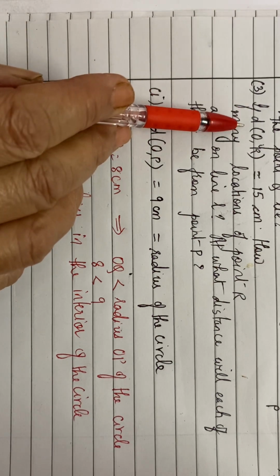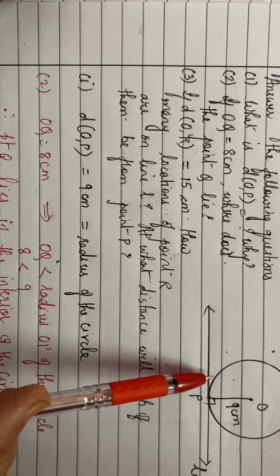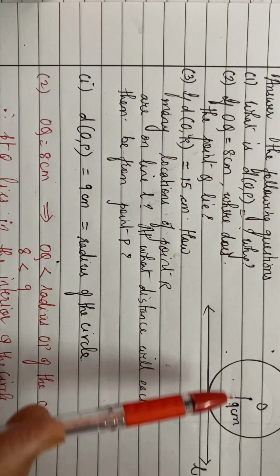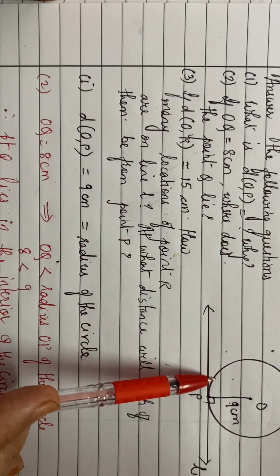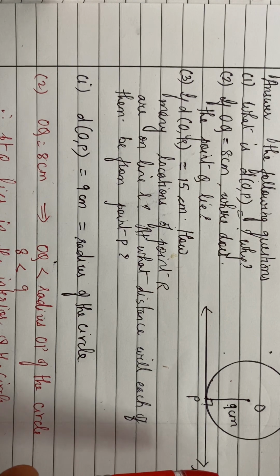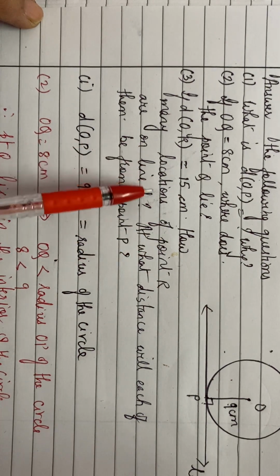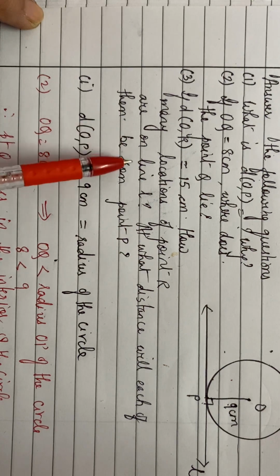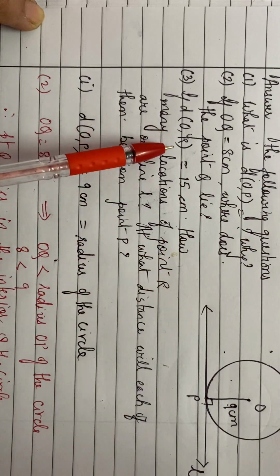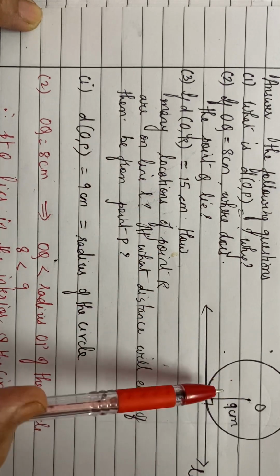Now the third one is asking you. In the third case he says if OR is 15. Now see the radius is 9. OR is greater than the radius, so it will lie somewhere in the exterior of the circle. Okay. What is the further question asked? How many locations of point R are on line L? So this point R, distance OR is 15. So O is the center. R should be somewhere in the exterior.